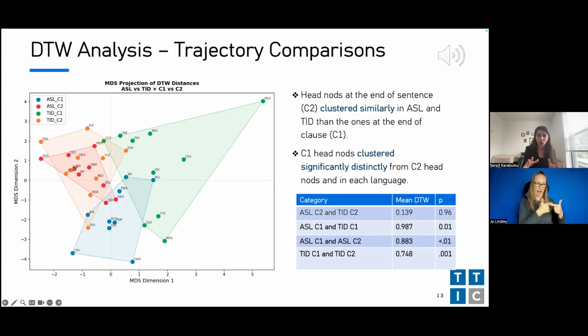So these results show us these trajectories are mapped to different functions. For both ASL and TID, they map the first head nod to the boundary, but how they are realized is also different. The second head nod is mapped to a more semantic notion, which is the success or completion of the event.